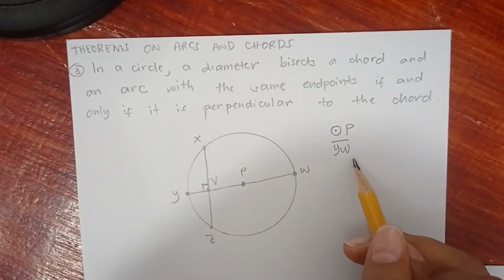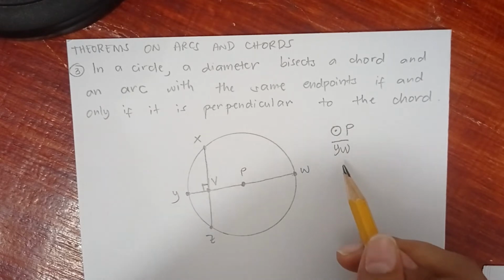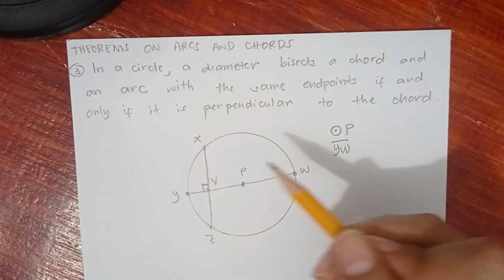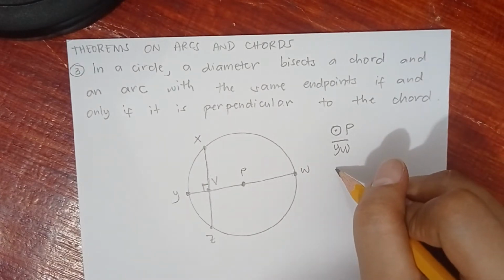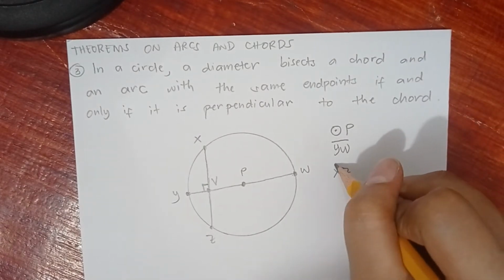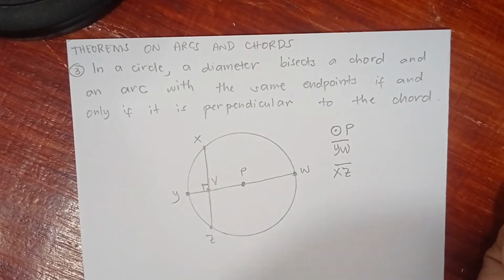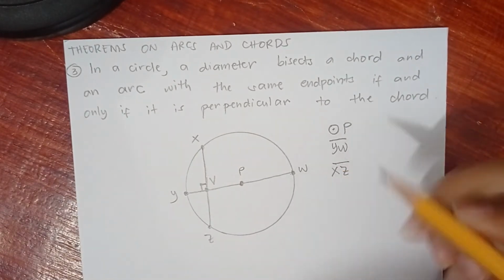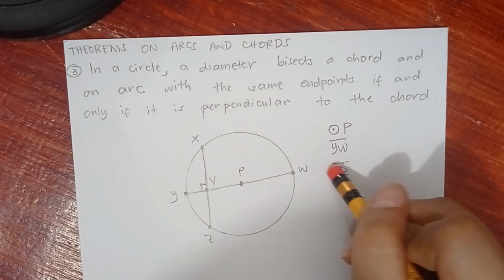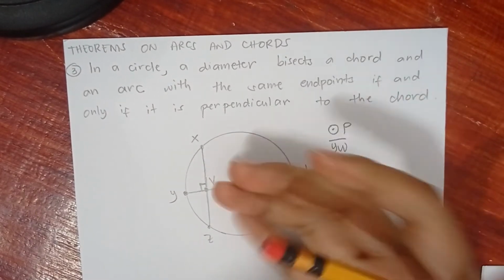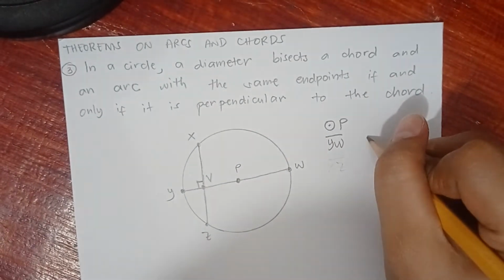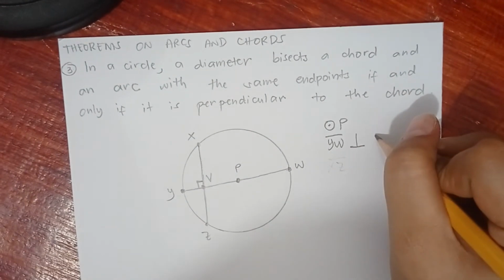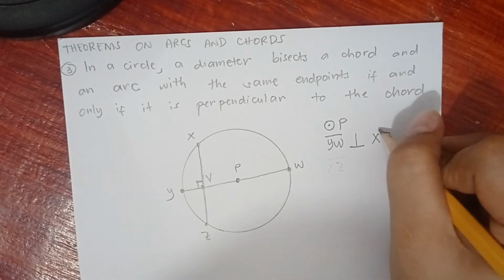Actually, YW is also a chord, pero specifically, diameter siya. So, alin dito yung chord na hindi diameter? Ito, XZ. So, yung XZ is our chord. Ngayon, sabi natin, if these two, ilagay natin dito. So, if line segment YW is perpendicular to line segment XZ.